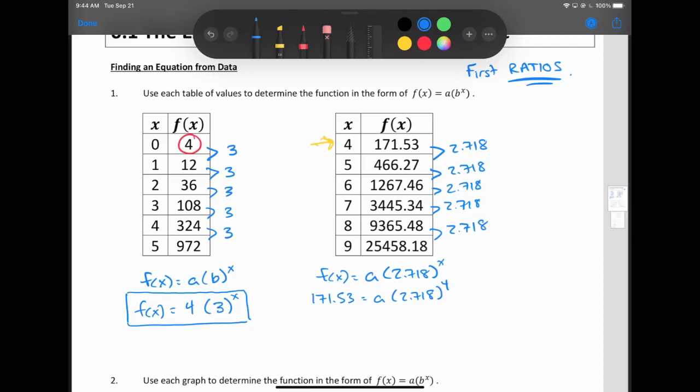Now in my calculator, I'm going to plug in 2.718 to the exponent 4, and I get out, what do we got, 54.576-ish. And when I divide both sides by that 54 point something, I should get a number just over 3, I believe. And yeah, I get a equals 3.14 something. So now I can conclude that my function f(x) = 3.14 times 2.718 to the exponent x.